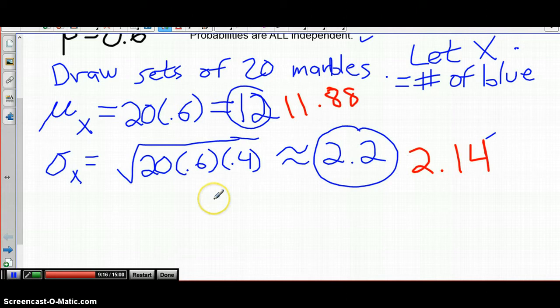So I hope this was helpful in showing you what binomial probabilities are, how we calculate different binomial probabilities, what the mean and standard deviation are, and what those mean and standard deviation actually mean.